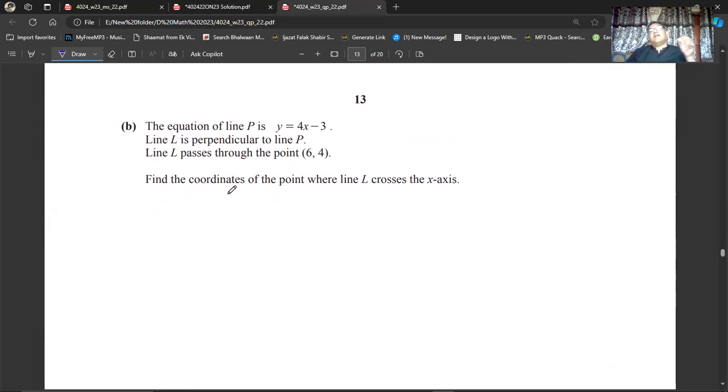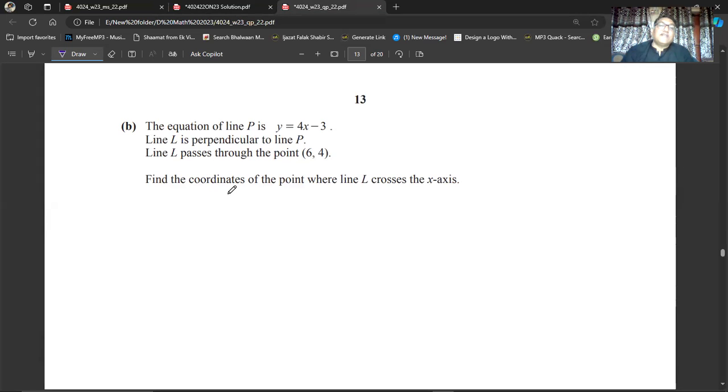I mean, we can find its gradient. Once I know the gradient of the line P, I can find the gradient of the line L, because that is perpendicular to the line P. So its gradient will be the negative reciprocal of the gradient of the line P. Once I know the gradient of the line L and one point, which is (6, 4), through which the line L passes, I can find the equation of the line L.